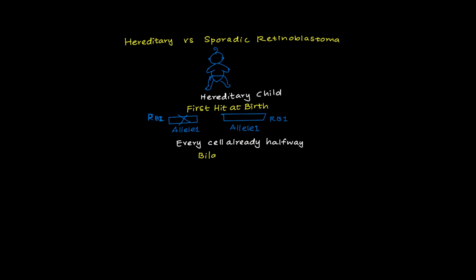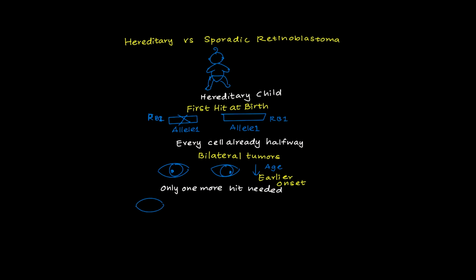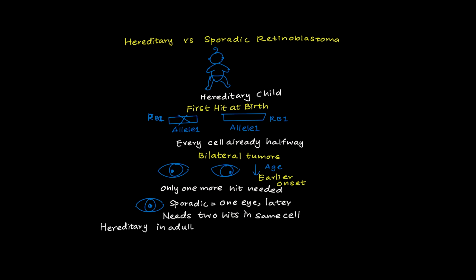Sporadic retinoblastoma works differently. Children with this form are born with two healthy RB1 alleles. For cancer to form, two separate mutations must hit the same retinal cell. That double event is rare, so sporadic cases are usually later onset and almost always affect only one eye. Option A is wrong, because hereditary retinoblastoma appears in young children, not adults. Option B is wrong, because sporadic cases typically involve only one eye. Option D is wrong, because sporadic cases involve acquired rather than inherited mutations.